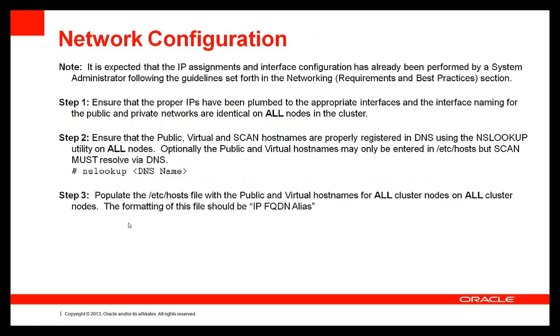Let's validate the network. For this installation video, we do expect that the IP assignments and interface configuration has already been performed by the sysadmin, following the guidelines that we just spoke about. The first thing we need to do for the network configuration is ensure that the proper IPs have been plumbed to all the appropriate interfaces, and the interface naming for the public and private is consistent across all nodes in the cluster. We'll do that with the ifconfig command.